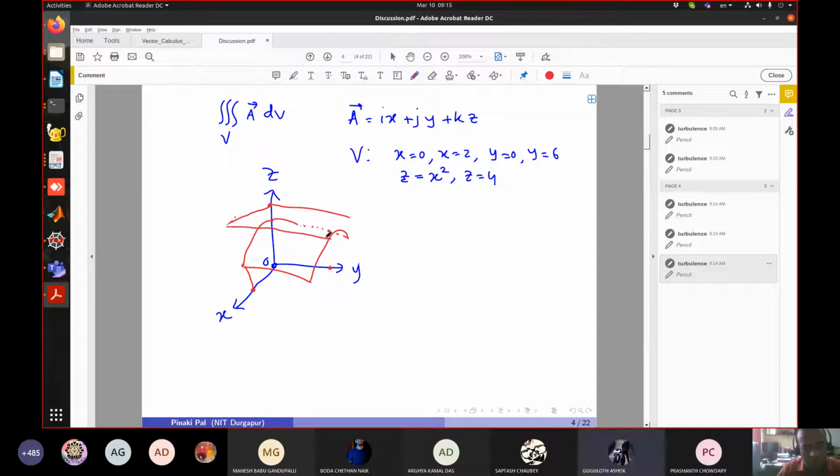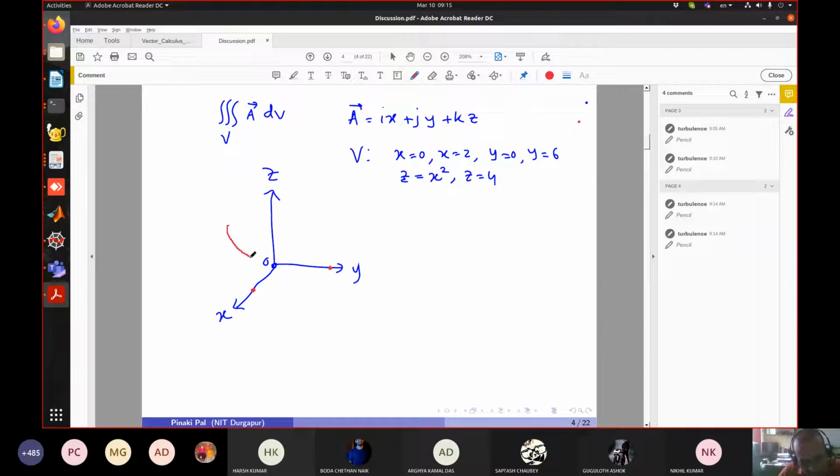Sir, for z equal to x square, doesn't it pass through the origin and is symmetric about the z axis? z equal to x square means for each value of x, z there will be two values, just like y equal to x square. Yes sir, the parabola opens upward, not downward. It passes through the origin and is symmetric. Yeah, there is a mistake. Very good. So I have to correct the figure. It will be something like this.